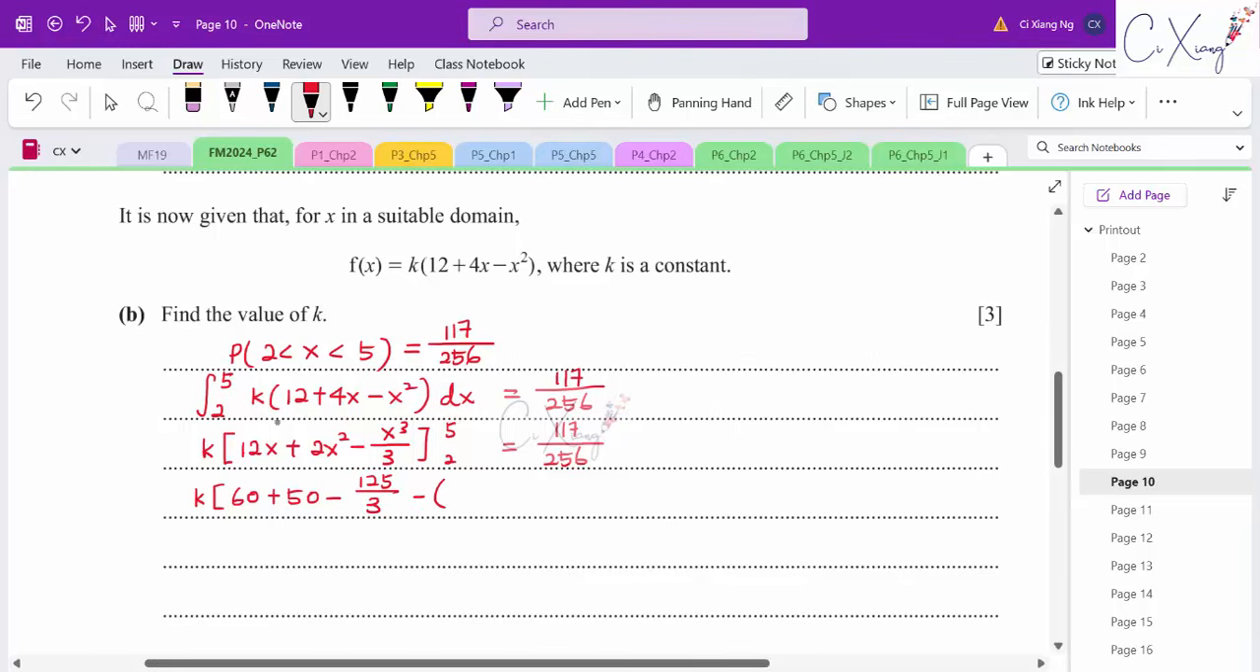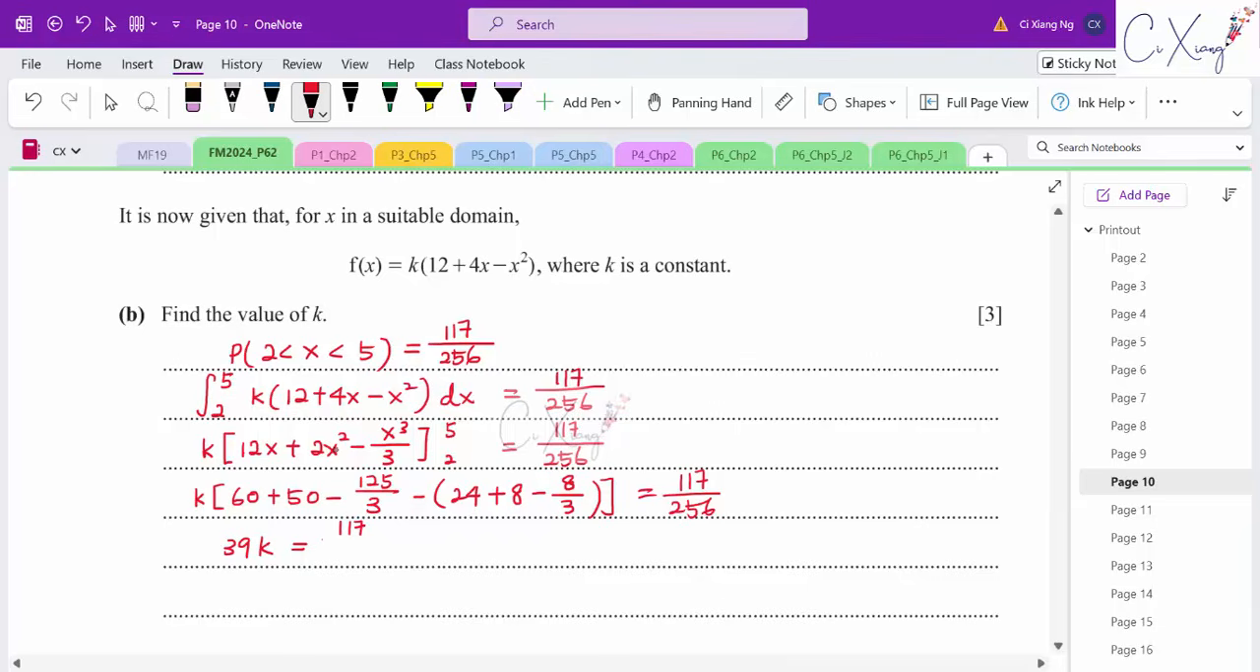Now I want to substitute in the limit 2 into the terms here. The first term is 24, the second term is 8, and the third term is negative 8 over 3. Alright, simplify the numbers on the left and you will get 39k, which is equal to 117 over 256. From here, your k is equal to 3 over 256.